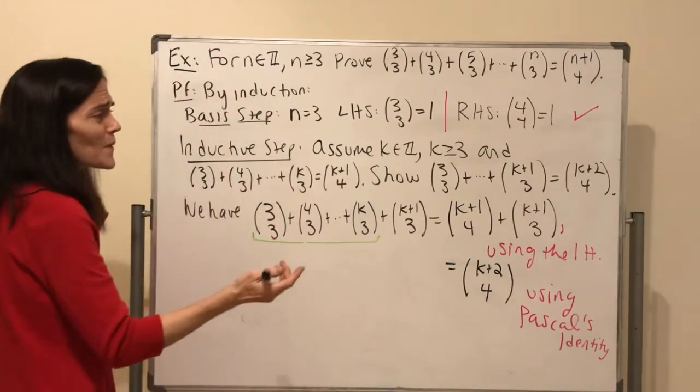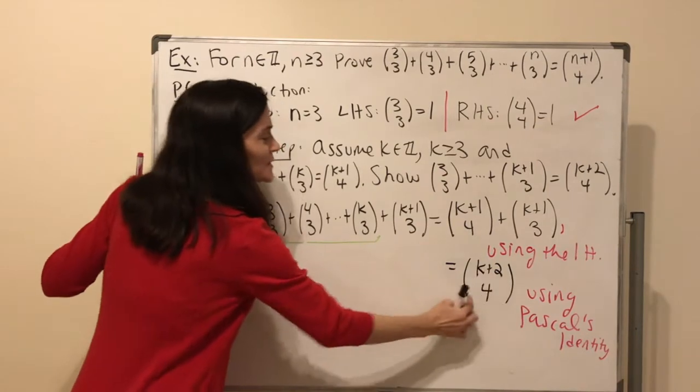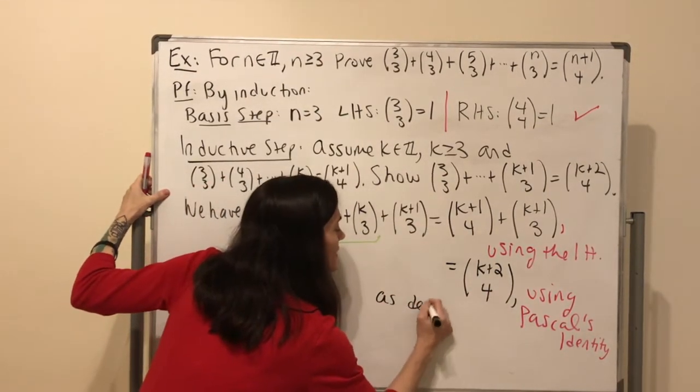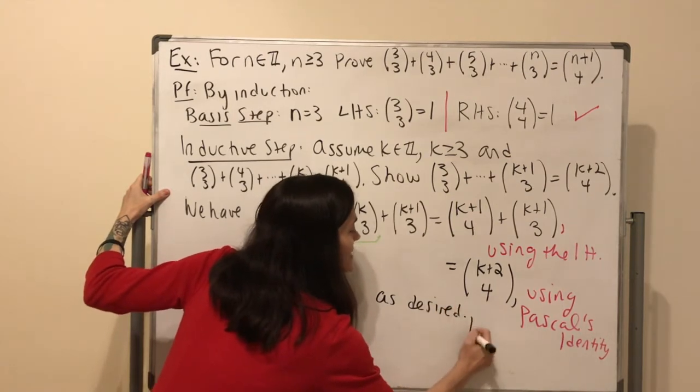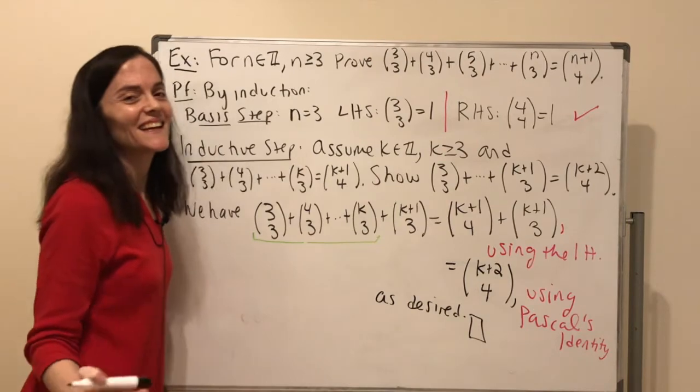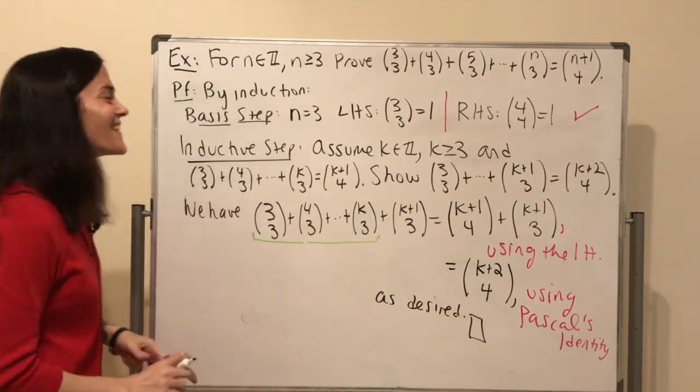Well, you see, this is what I wanted. I wanted this sum to be equal to k plus 1 choose 4. So I can just say as desired. And this completes the end of this proof by induction. We proved this combinatorial identity using induction.